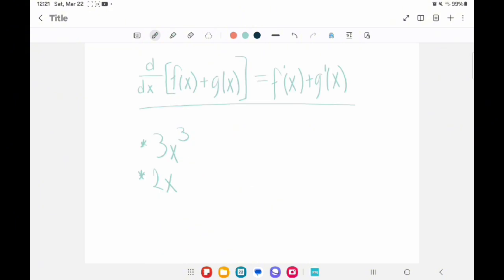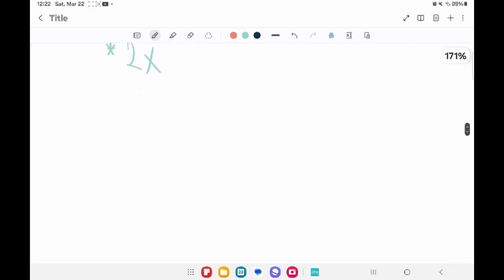Now for the third and final example, we have 3x cubed and 2x. Now we need to apply the sum rule. The sum rule, like what we did in the first and second example, is d over dx of f(x) plus g(x) equals f'(x) plus g'(x). Now for the next step, we need to differentiate each term. First, we need to find the derivative of 3x cubed.